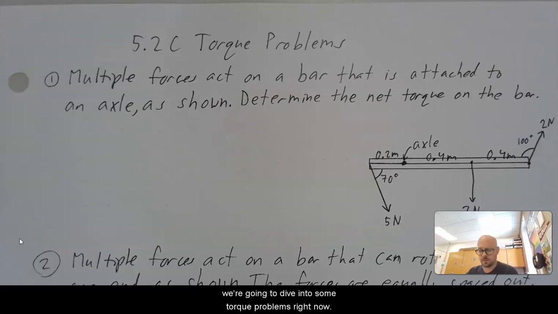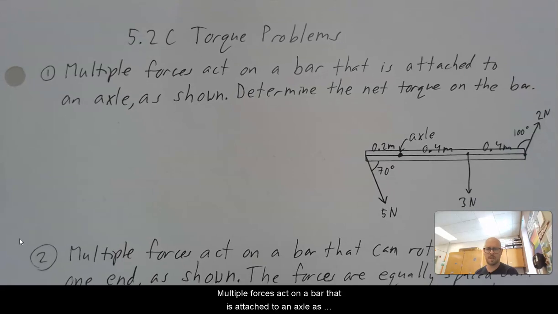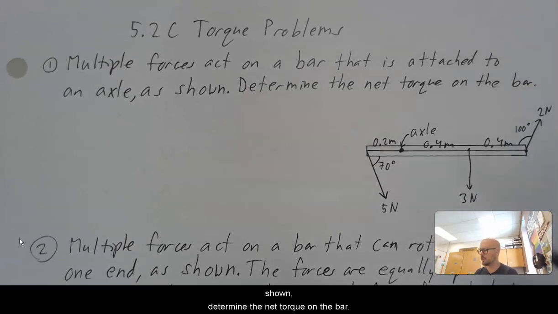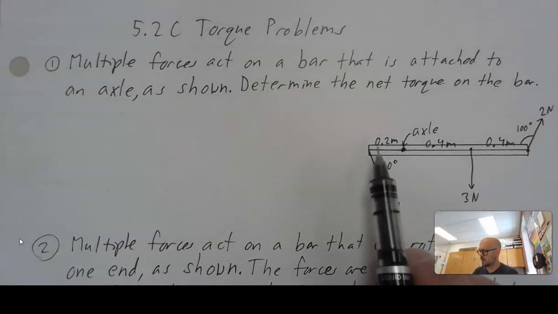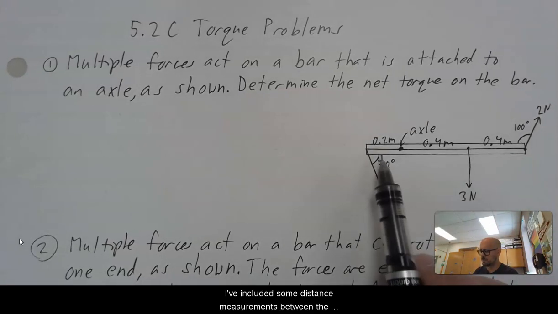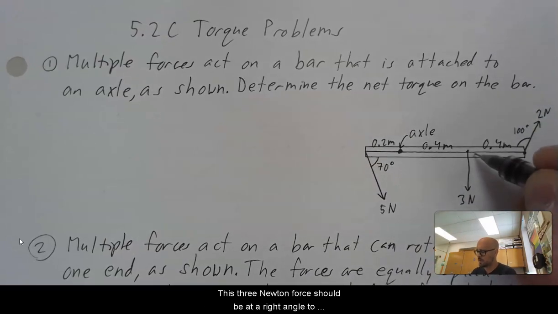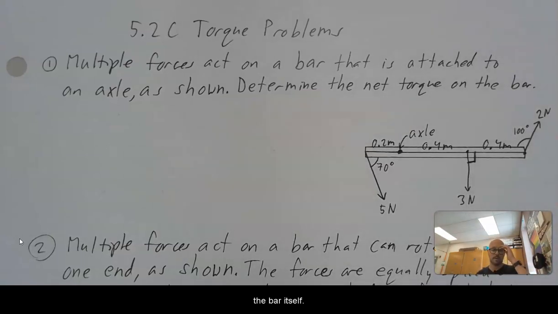Hey folks, we're going to dive into some torque problems right now. So we have a bar here. Multiple forces act on a bar that is attached to an axle as shown. Determine the net torque on the bar. So there's the axle. I've included some distance measurements between the axle and the forces, and then an angle where appropriate. This 3 Newton force should be at a right angle to the bar itself.